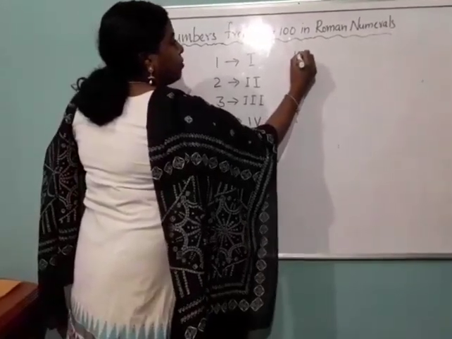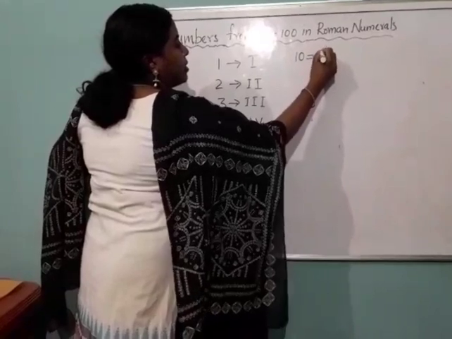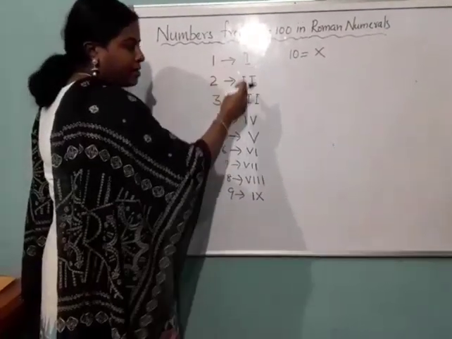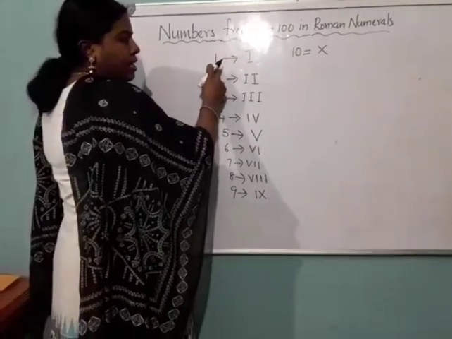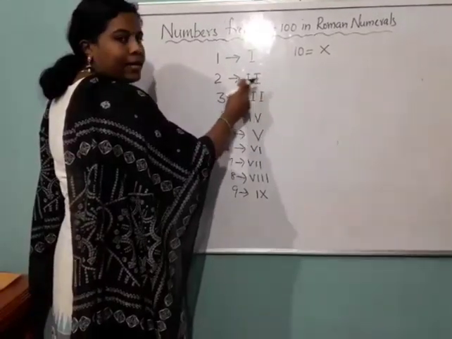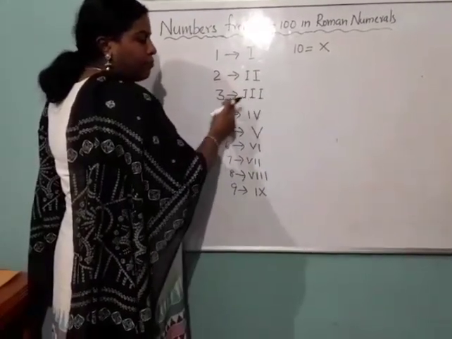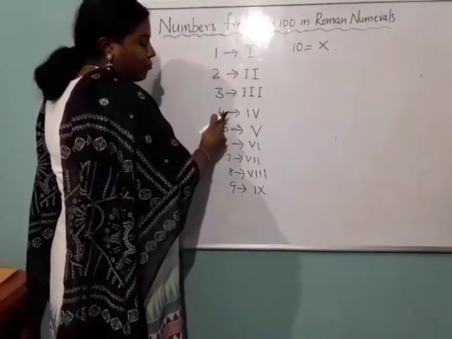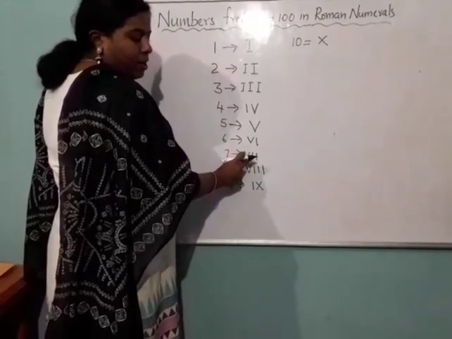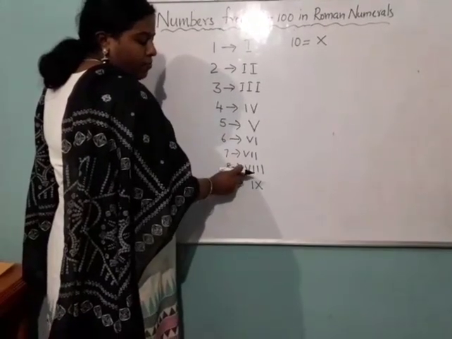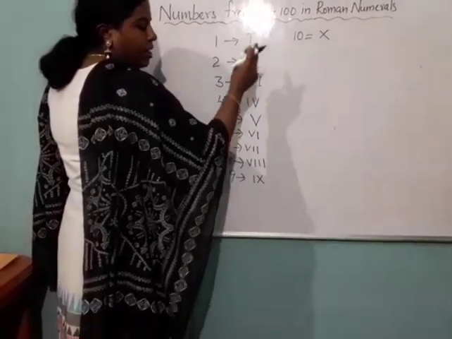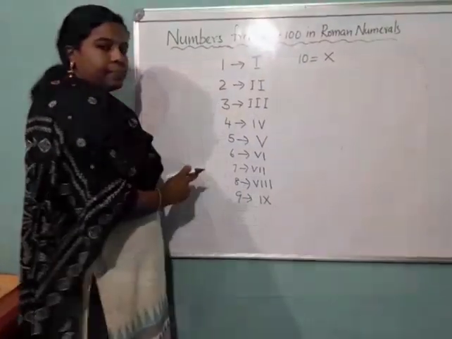And you know how to write the symbol 10, that is X. So I'll repeat. You have to practice this one first. I for 1, II for 2, III for 3, IV for 4, V for 5, VI for 6, VII for 7, VIII for 8, IX for 9 and X for 10.